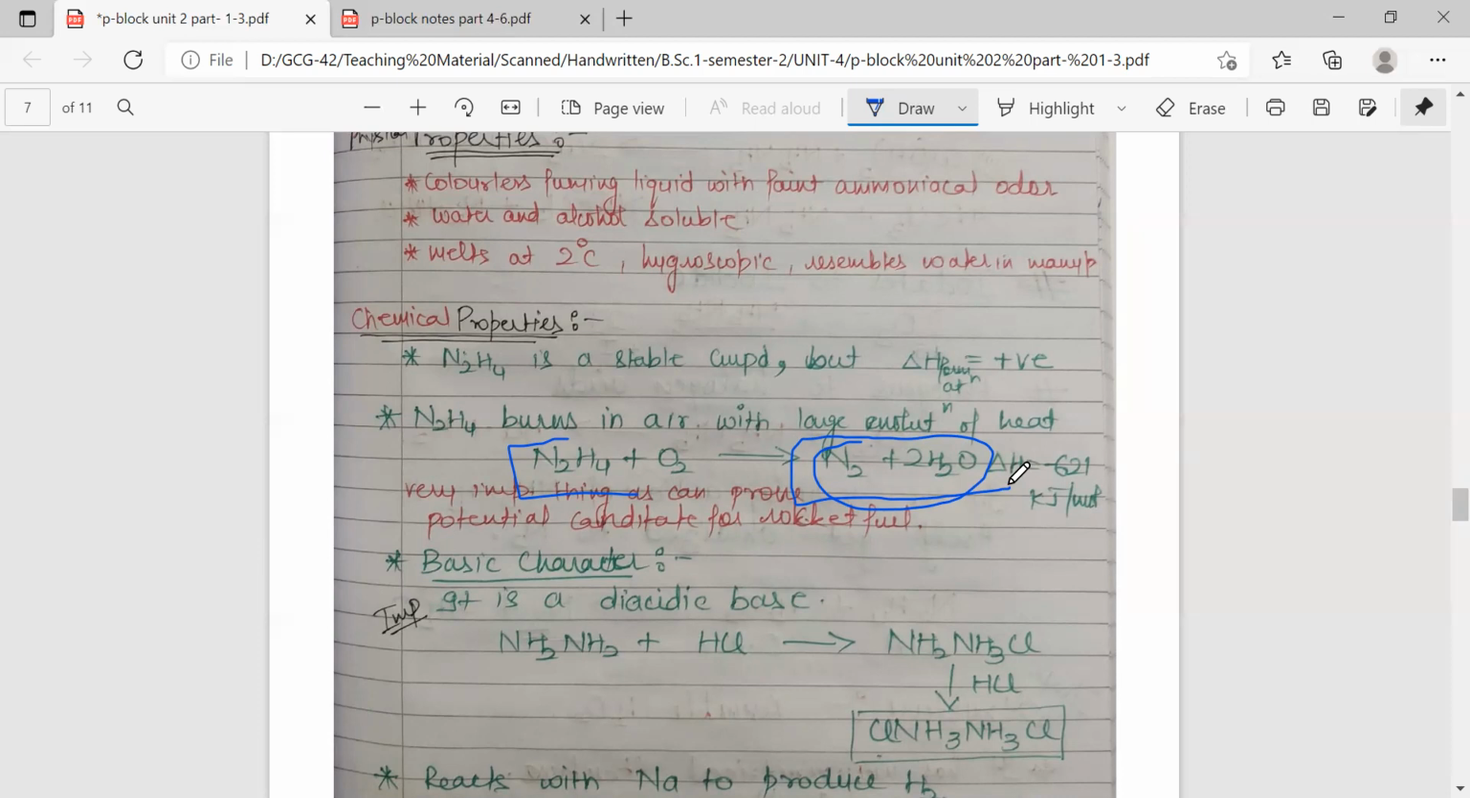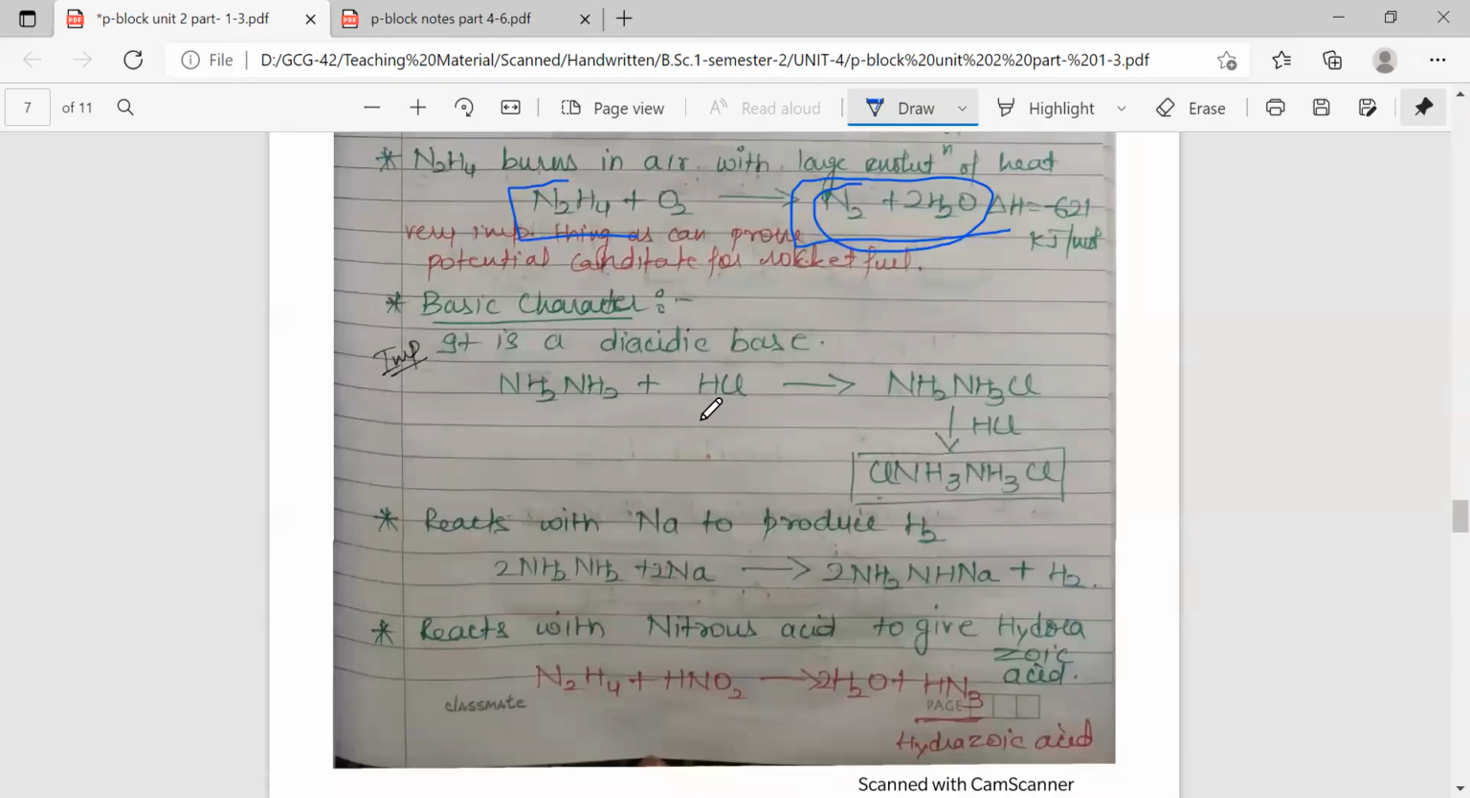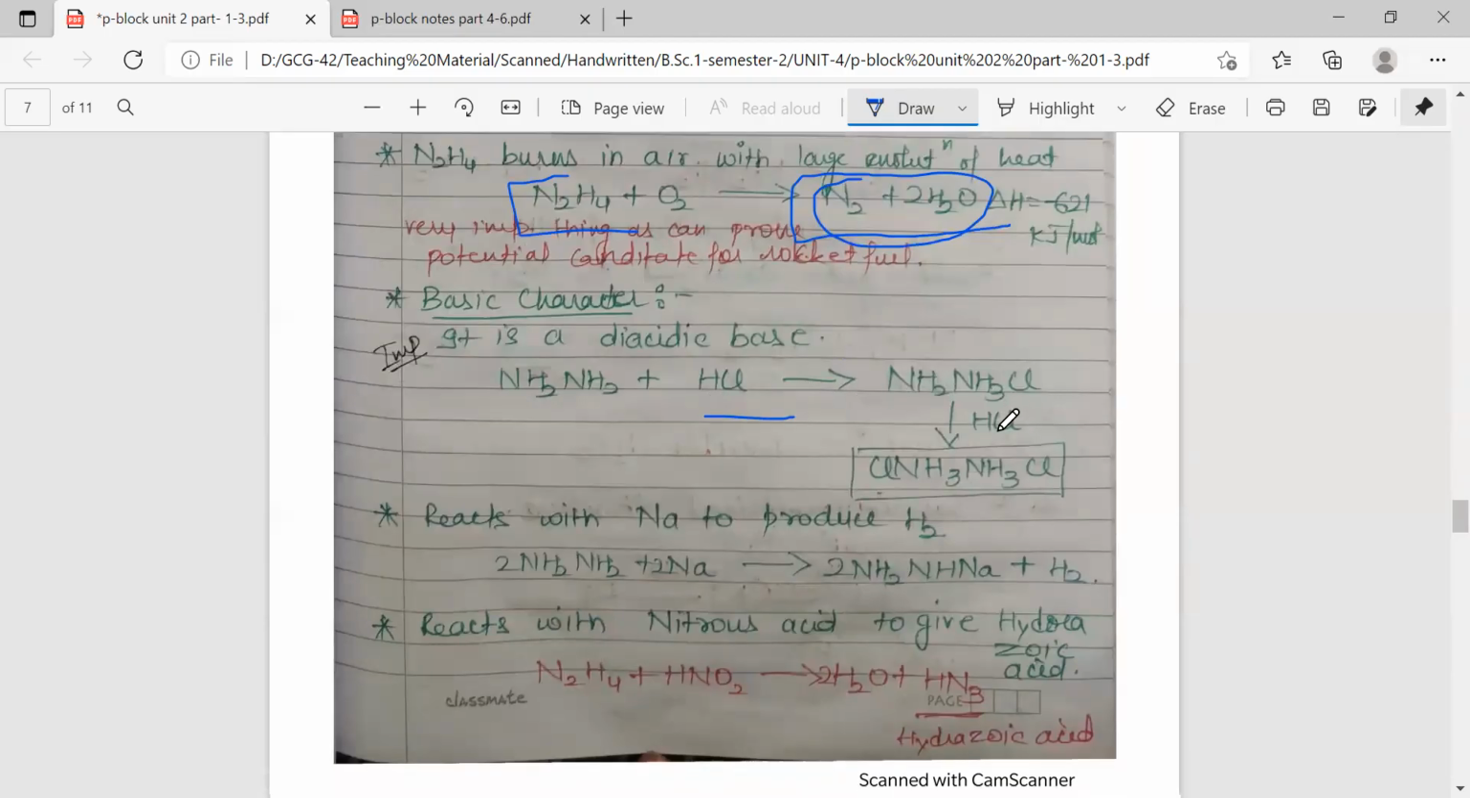Now the basic character, it is a diacidic base. By diacidic base we mean it will react with 2 moles of acid to give the corresponding salt. So this is the reaction with HCl. It is reacting with 2 moles of HCl.